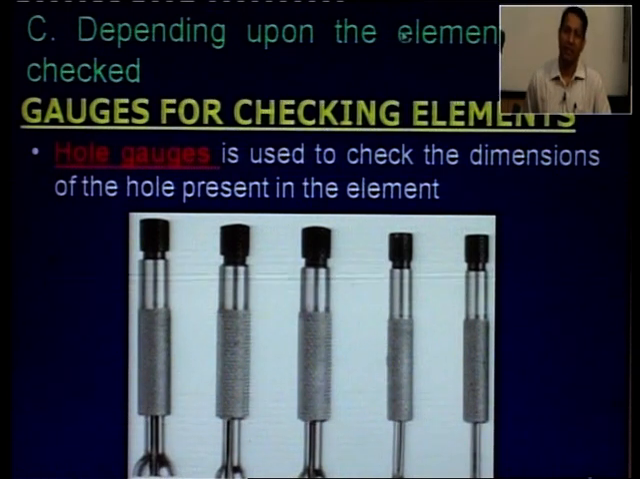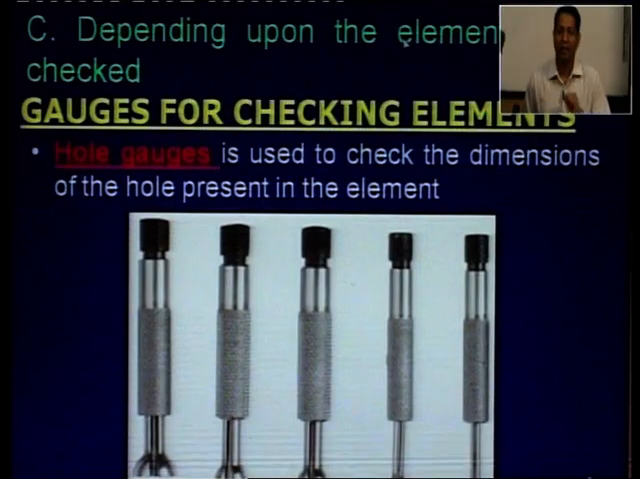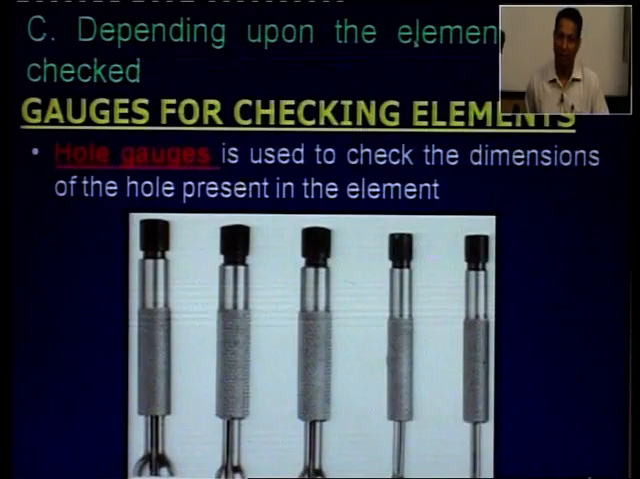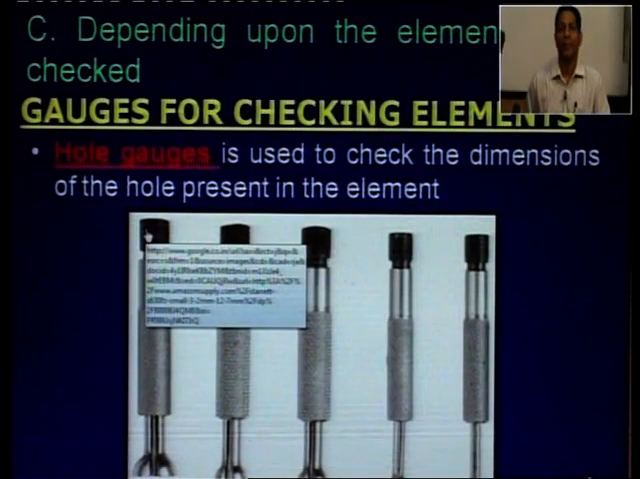According to the kind of element we want to check, if we check a hole, that are called the hole gauges; if we check a taper, that are other gauges. So hole gauge is used to check the dimensions of the hole present in the element or component.